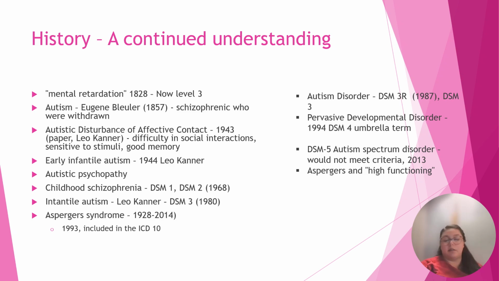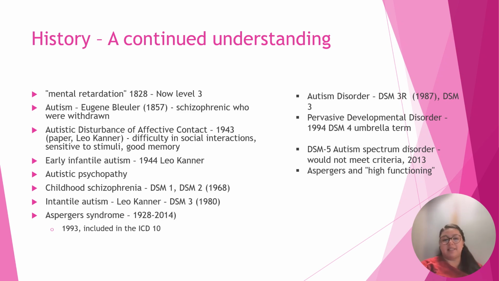This is not going to be on the test or anything. This is just to get an idea of what was going on. How did we get here? Anyhow, this is in 1857. This was a person who was described as having schizophrenia and being withdrawn. Autism, or disturbance of affective contact, was a paper published in 1943. This describes somebody who has difficulty with social interactions, good memory, and sensory stimuli.